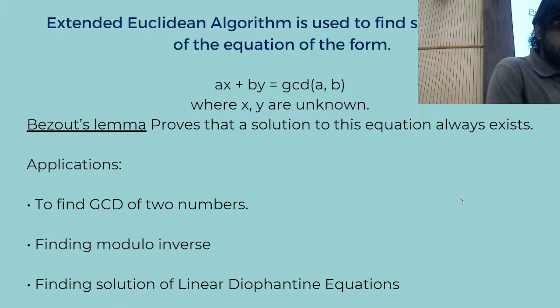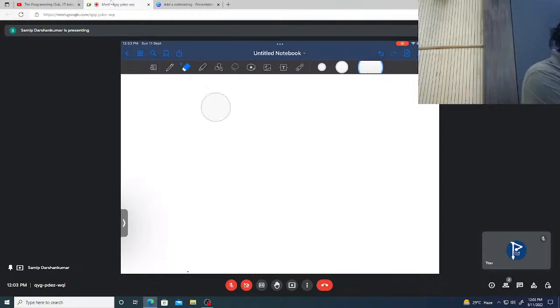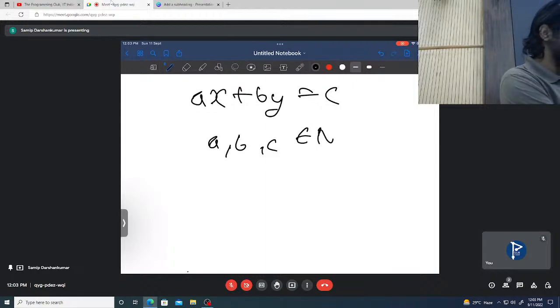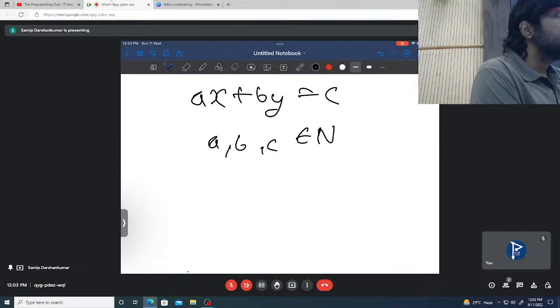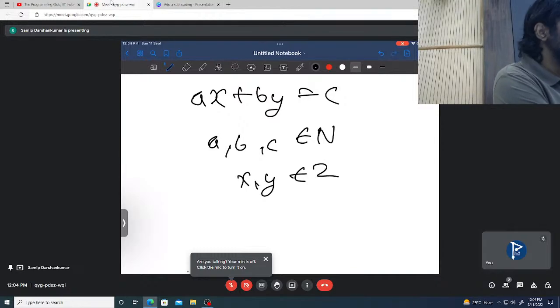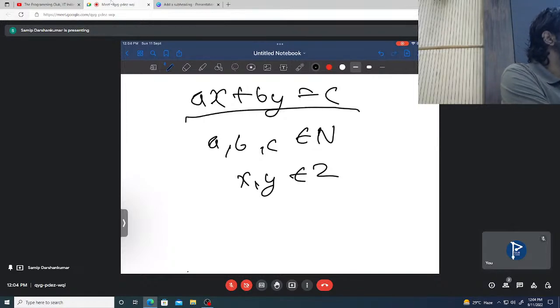Let's consider the linear Diophantine equation. ax plus by is equal to c, where a, b and c are natural numbers. So when will the solution of this exist? x and y belong to integers, those are unknowns. Given a, b and c, you have to tell whether some integers x, y exist that satisfy this equation. How do you do that? When will the solution exist?